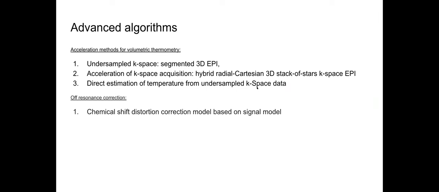More advanced algorithms have been proposed to both accelerate data acquisition and error correction. For example, for volumetric thermometry, undersampled k-space methods such as segmented 3D EPI and k-space acceleration methods such as hybrid radial Cartesian 3D stack of stars k-space EPI, and even direct estimation of temperature from undersampled k-space data have been proposed. Researchers have also attempted to correct chemical shift in thermometry for online compatible computation.